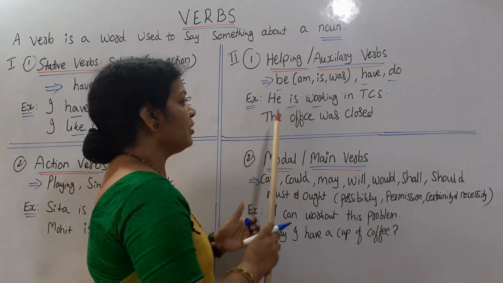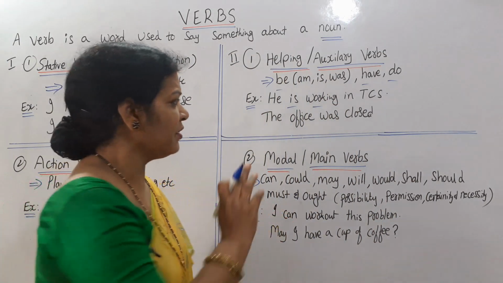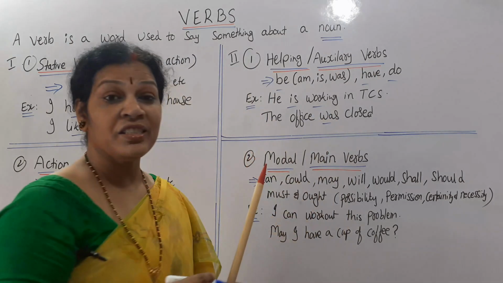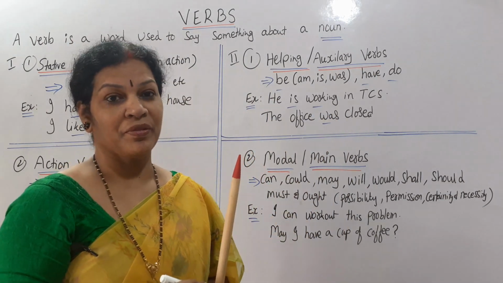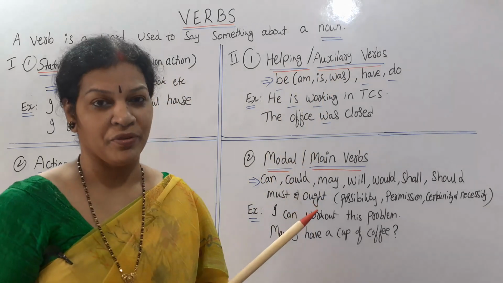In the same way, the office was closed. There is no action verb, but we are finding was. Was is here the helping verb. So these two, is and was, both are helping or auxiliary verbs.